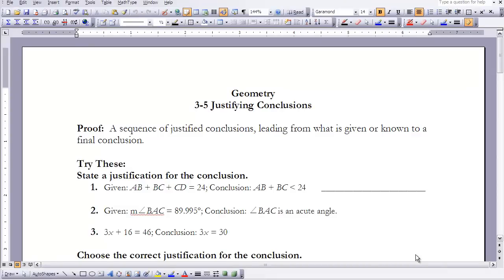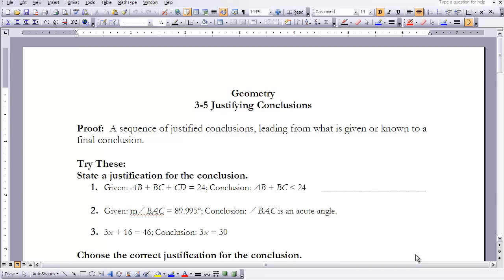This is Geometry Lesson 3.5, Justifying Conclusions. Before we start this lesson, I need you to gather all of the note packets that you've been given so far. I need Chapter 1, Chapter 2, and Chapter 3 note packets all together with you because you're going to be using them as a resource throughout this whole lesson.